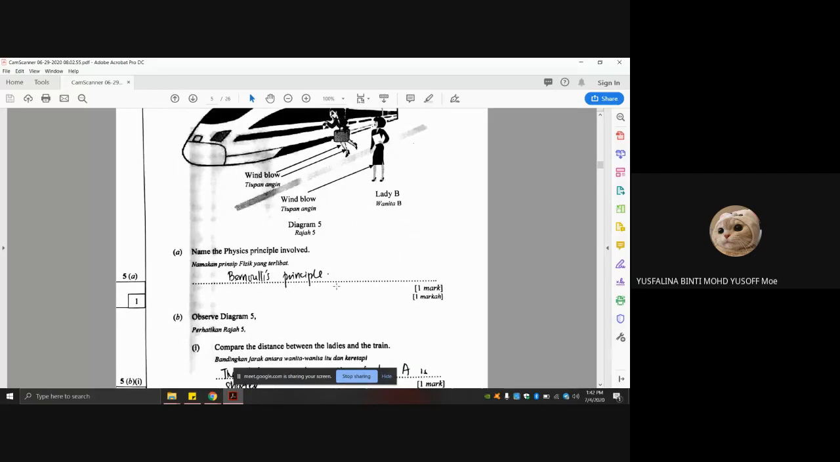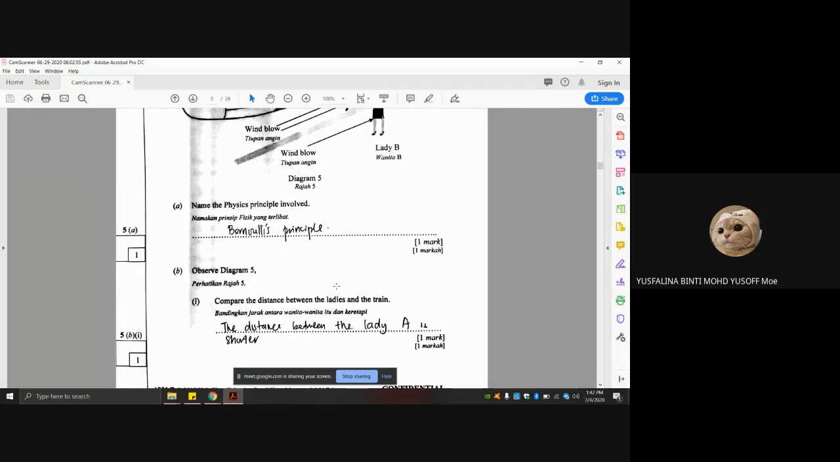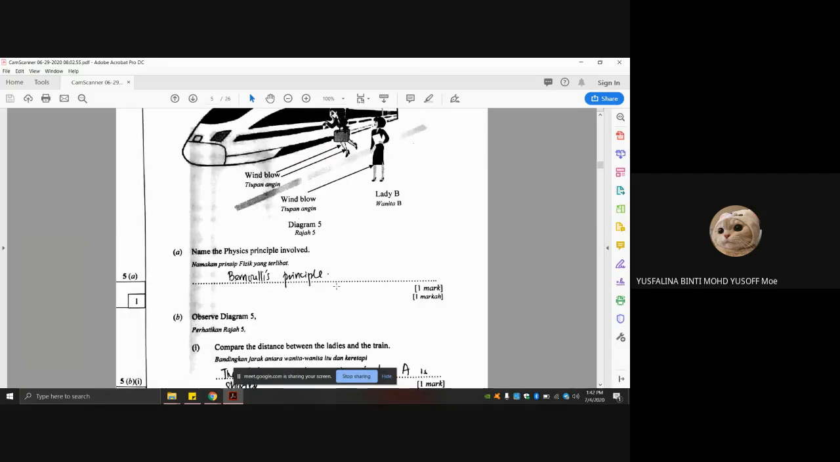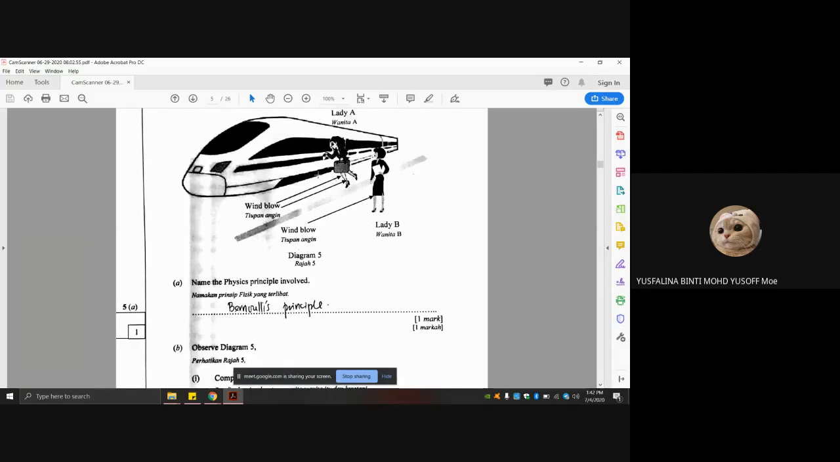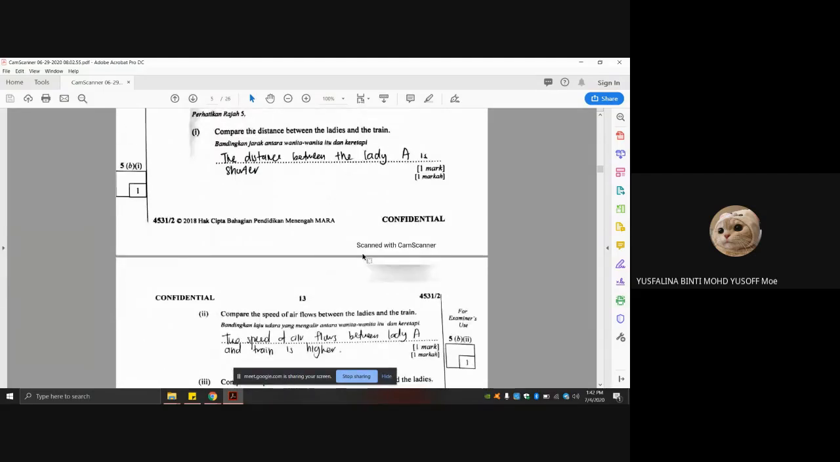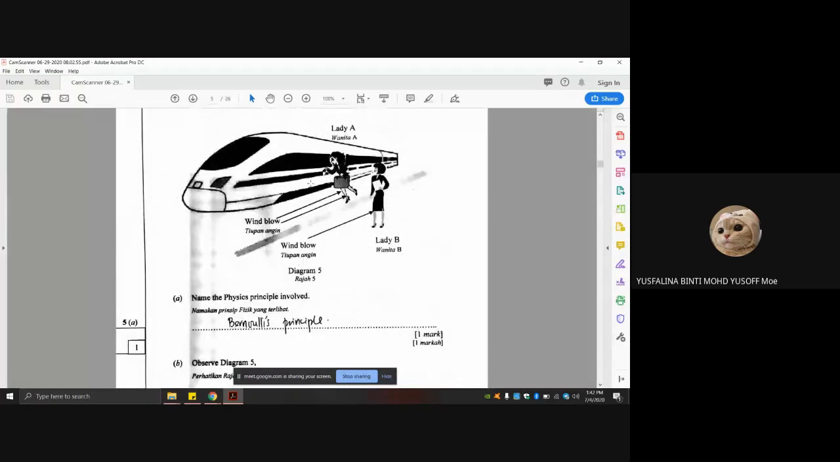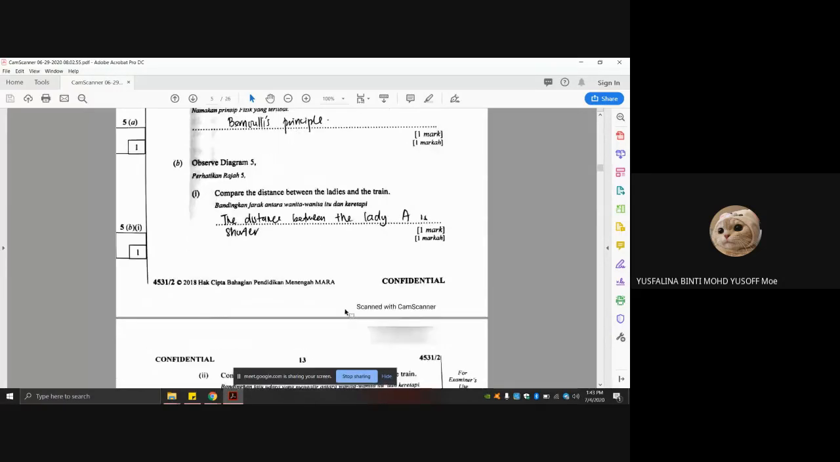Okay, for B1, compare the distance between the ladies and the train. So the distance for lady A is shorter. Alright, and then the next one is compare the speed of airflow between the ladies and the train. So the speed of airflow for lady A is faster.